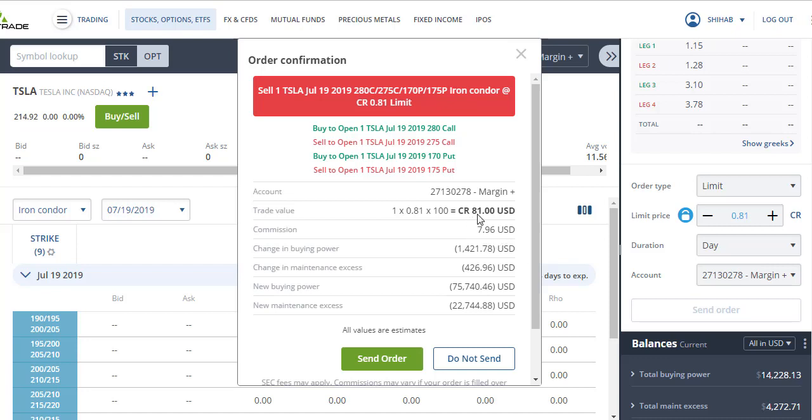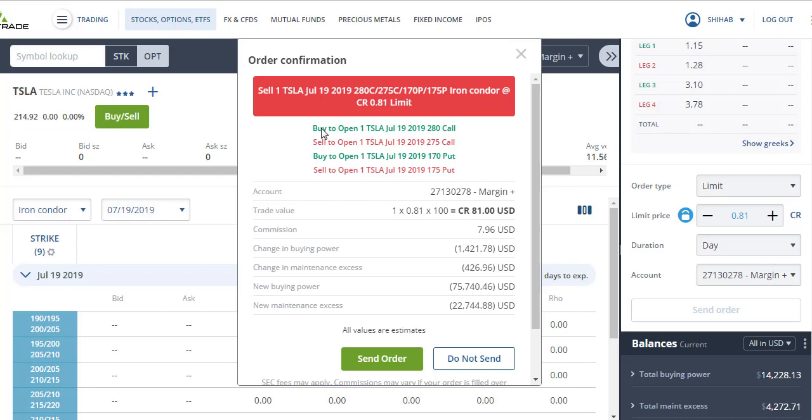You're collecting 81 and your max loss is 426 here. The change in maintenance excess is your max loss. So this trade doesn't actually use margin, it uses actual cash. So there's no interest charge, and you're collecting, the trade is a credit up front.